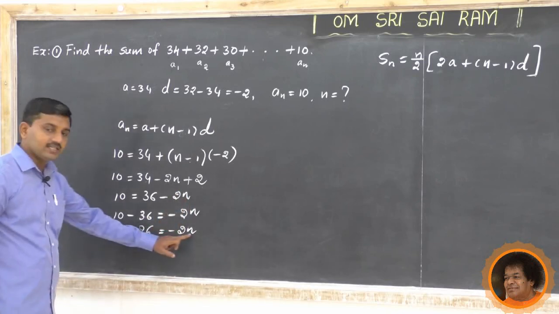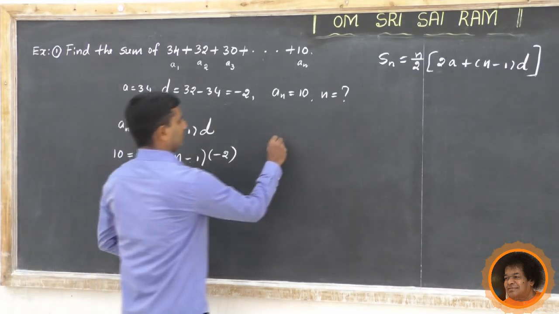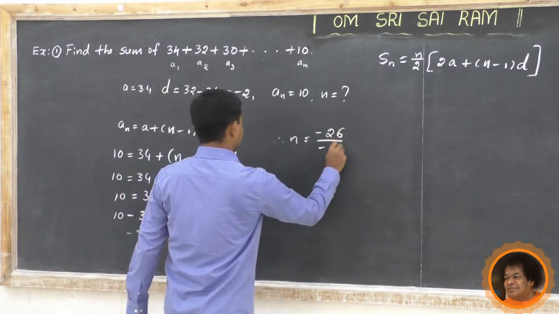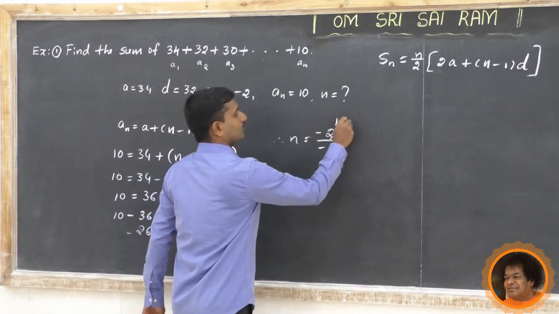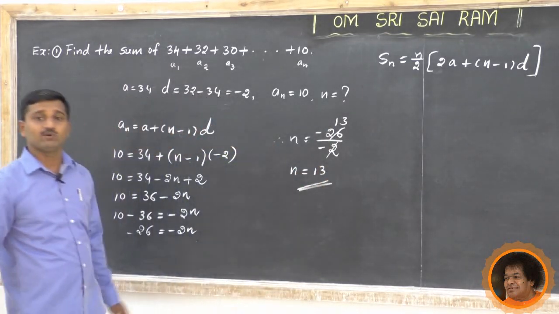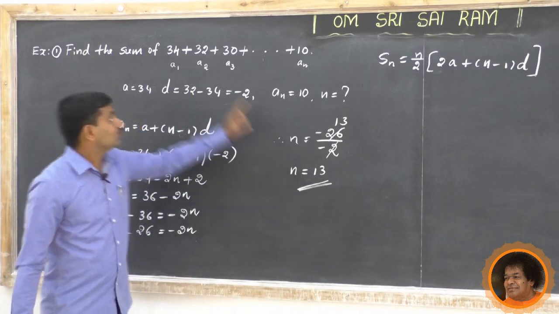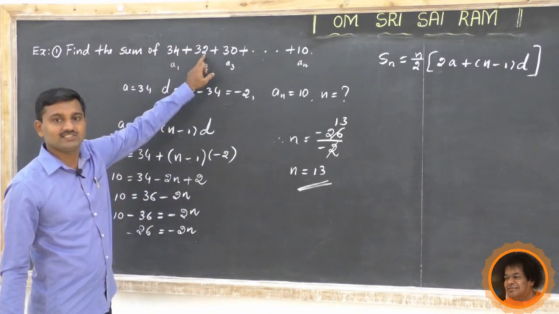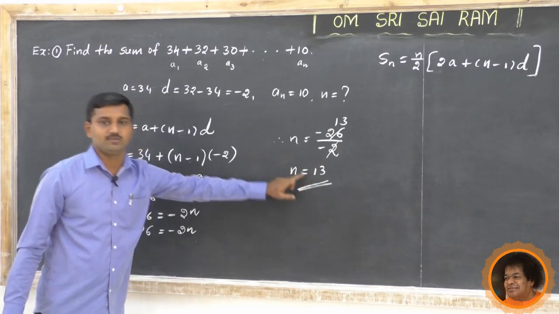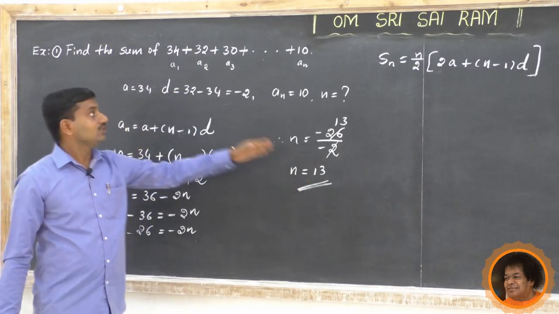So we need the value of n. Therefore n is equal to minus 26 divided by minus 2. 2 ones are 2, 2 13s are 26. So n is equal to 13. n equal to 13. What is the meaning? This list of numbers contains how many terms? That is, 13 terms are there. n equal to 13.